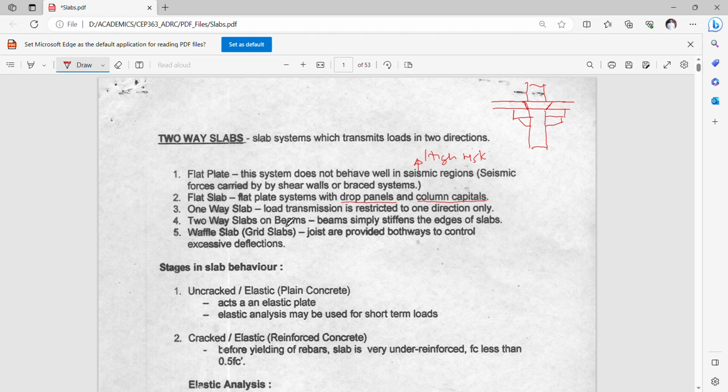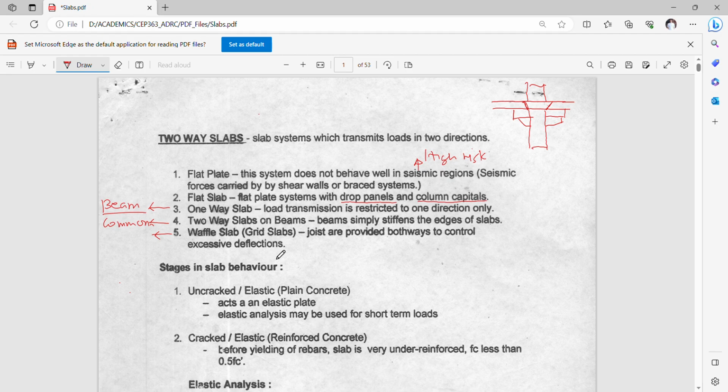For the one-way slab system, this is just the basic system that we have studied. Basically, the approach on this is a simple beam analysis. The analysis of a one-way slab system is just similar to beam design. And for two-way slab systems with beams, this is the most common that we have been using so far with the frames. And the waffle slab system, which is not so common, is actually very efficient.